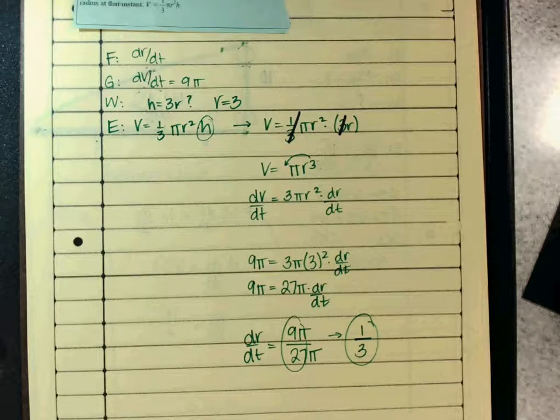The radius is changing, but the height is always 3 times the radius. So think about it as your radius gets bigger, your height is just staying 3 times that big. They are still both changing, but they're staying at the same relationship to each other.